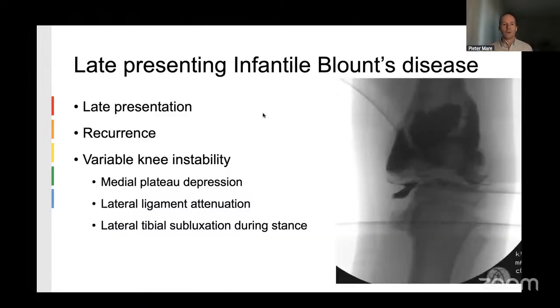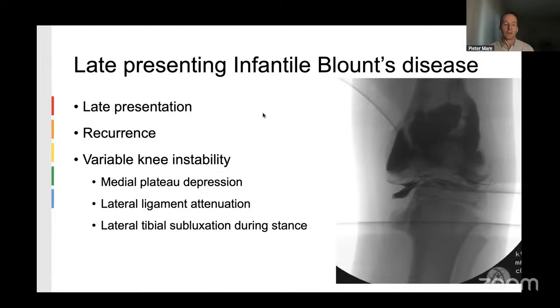Now I'd like to move on to late presenting infantile Blount's disease. Now, these children may present late because the caregiver hoped that the deformity will get better on its own. They might have seen siblings or other children with physiological bowing that resolved and were hoping for the same. Or alternatively, it can be due to recurrent deformity after previous metaphyseal or realignment osteotomy.